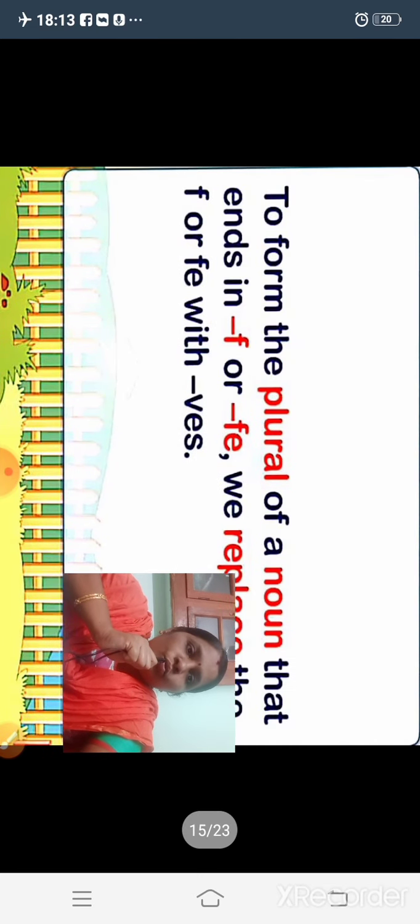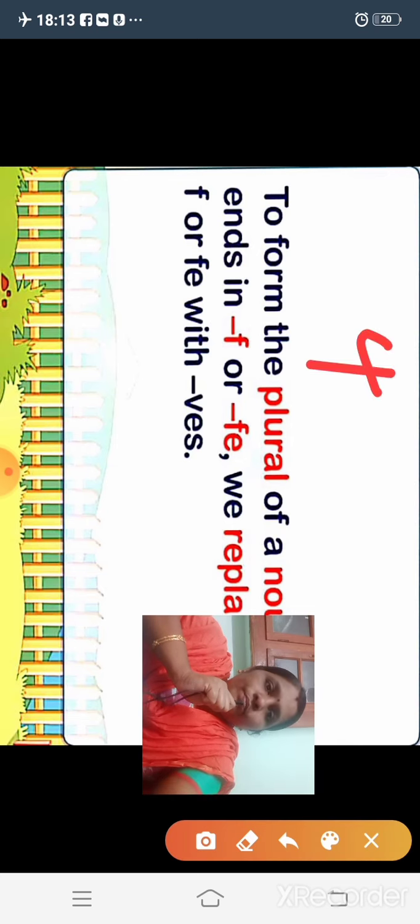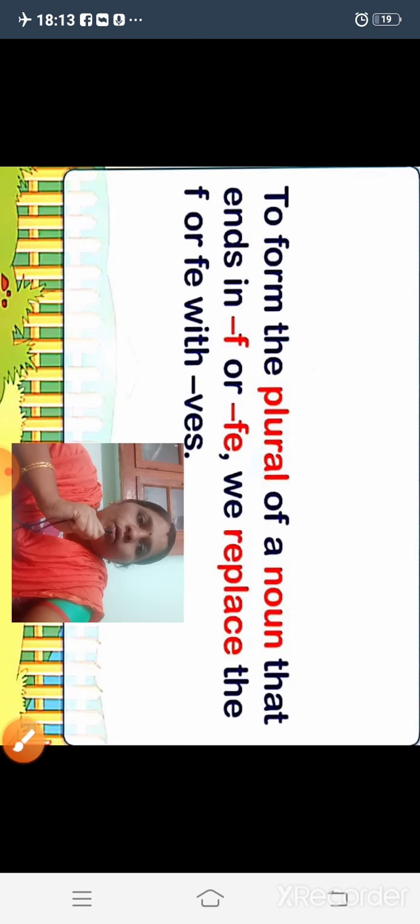Now one more rule, rule number 4. What is that word? That is to form the plural of a noun that ends in F or FE, we replace the F or FE with VES. That is another rule. If a word ends with the letters F or FE, we have to replace F or FE with VES. By adding VES at the end of those words, we can make it into plural.